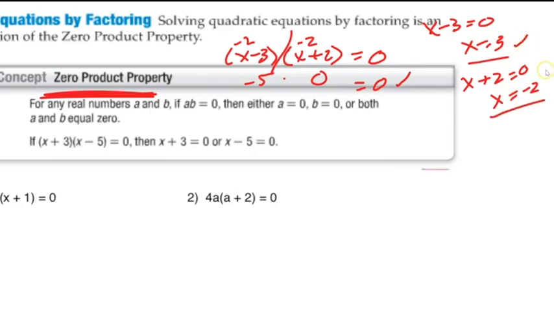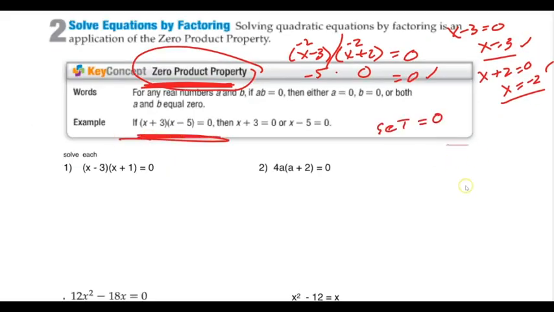This only works when you set it equal to 0. I cannot stress that enough. You have to set it equal to 0. People try to do this for everything. They try to do this. Like, oh, we'll set it equal to 5. We'll just separate and go, hey, where does x - 3 = 5?